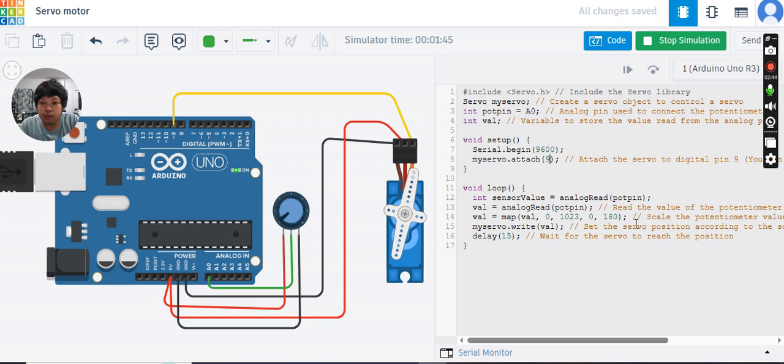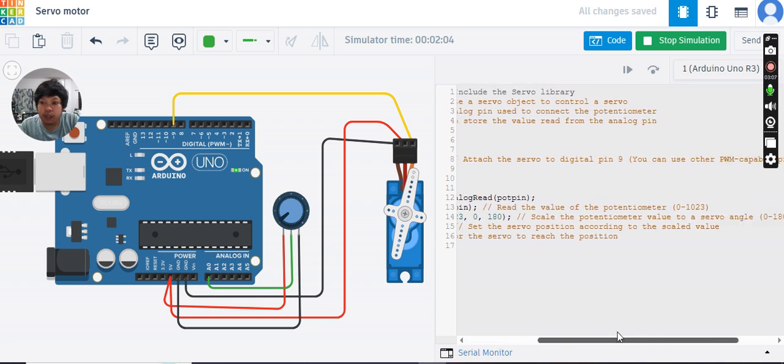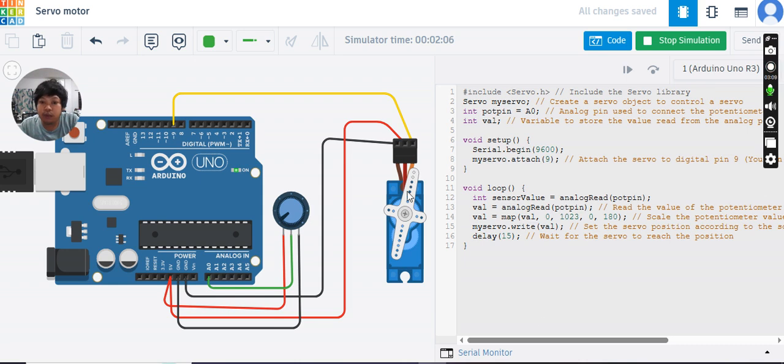So 0 to 5 volts is 0 to 1023, and the degree of rotation of the servo motor is 0 to 180 degrees. Then myservo.write(val). So this will set the position of the servo motor or the shaft of the servo motor.